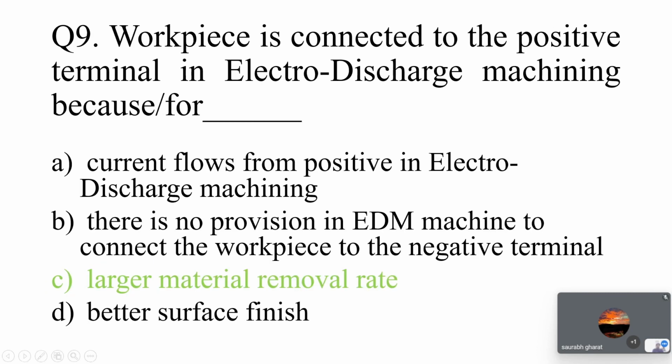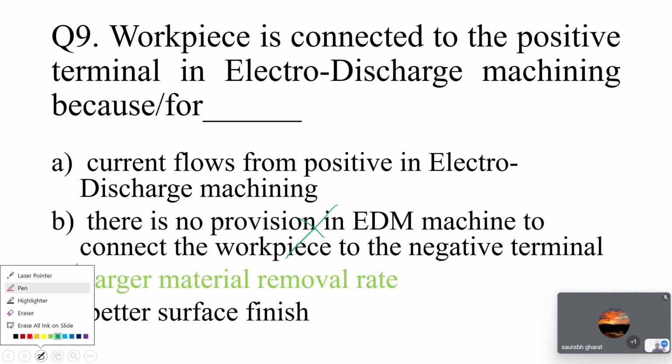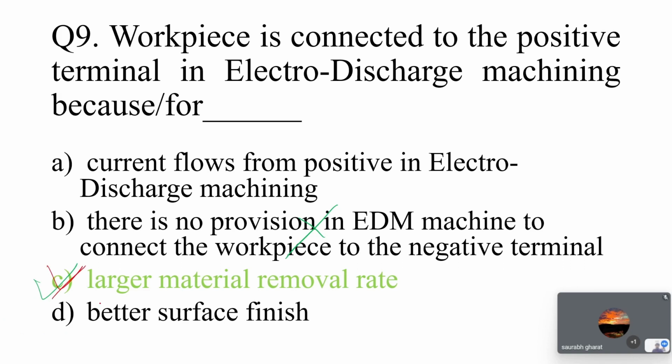The workpiece is connected to the positive terminal in electrode discharge machining, because current flows from positive to negative. There is no provision in the machine to connect the workpiece to the negative terminal. Large material removal is the only option, and that is the only reason why you are connecting it so. Better surface finish is not the correct answer. Okay, so those are not the answer.